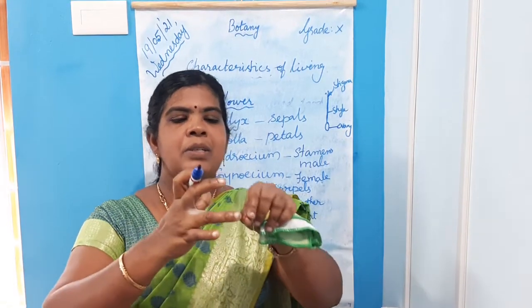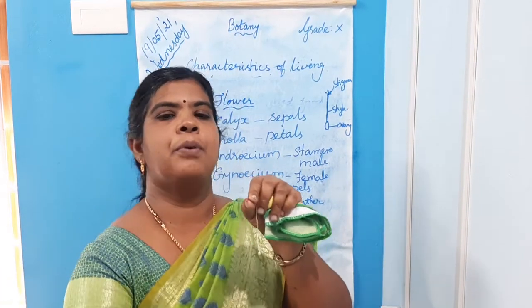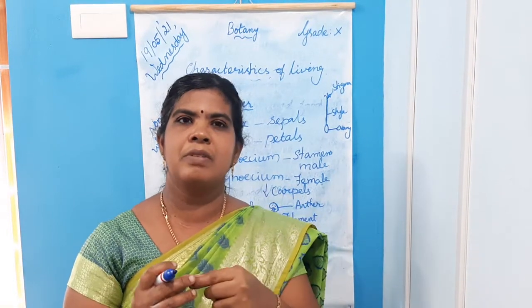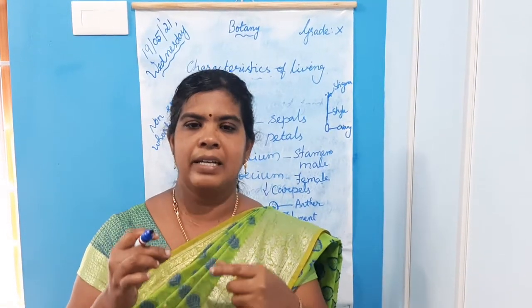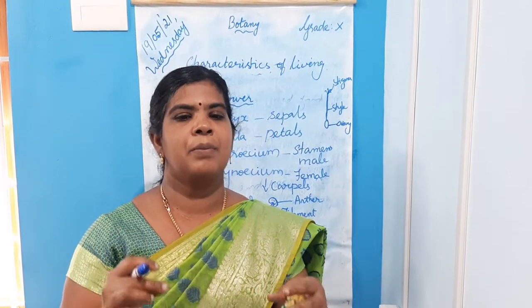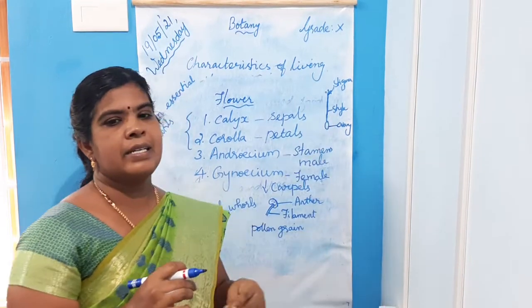So what about the stigma? Stigma is the landing place for the pollen grain. Now, gynoecium is the female part of the flower. It consists of carpels and has 3 parts, namely ovary, style and stigma.